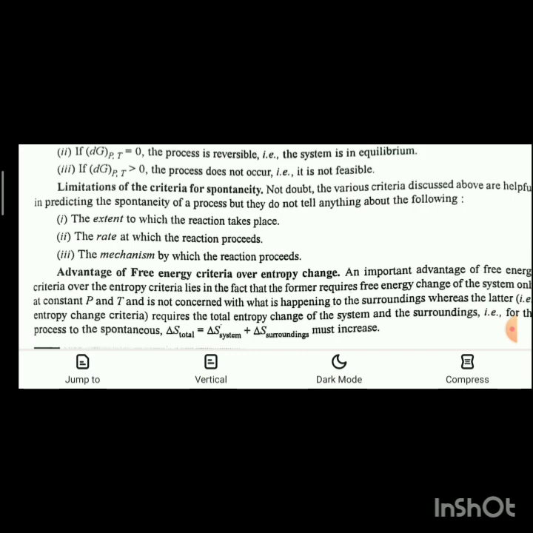Limitation of criteria for spontaneity. No doubt the various criteria discussed above are helpful in predicting the spontaneity of a process, but they do not tell anything about the following: the extent to which the reaction takes place, the rate at which the reaction proceeds, and the mechanism by which the reaction proceeds.